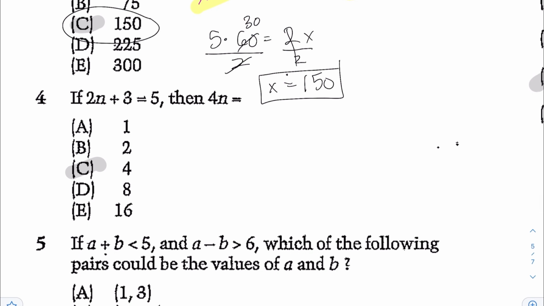Next, for number 4, if 2n plus 3 is equal to 5, then 4n is equal to. So let's try to solve for n, or at least 2n here. You can do that by subtracting 3 from both sides. You end up with 2n is equal to 2. Now I don't want 2n, I want 4n, so you can just double both sides. And 2n times 2 is going to be equal to 4n, and 2 times 2 is going to be equal to 4. You can also solve for n is equal to 1, and then just multiply that by 4, and you get choice C.